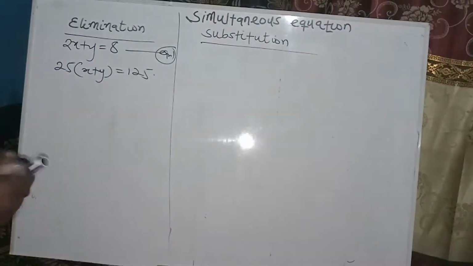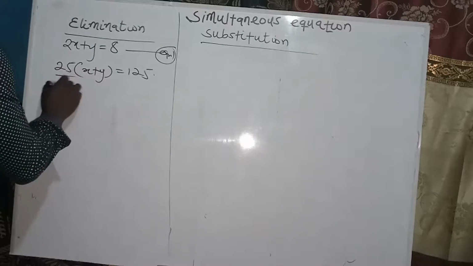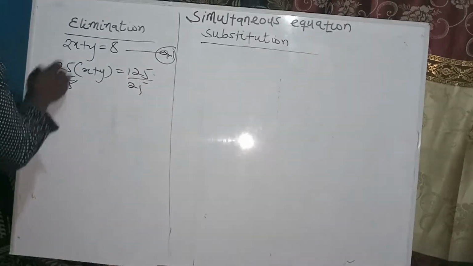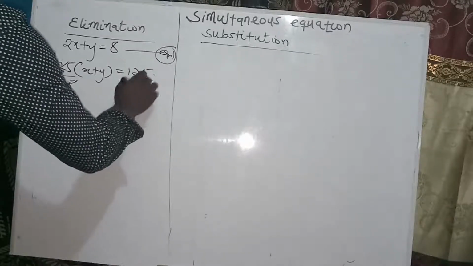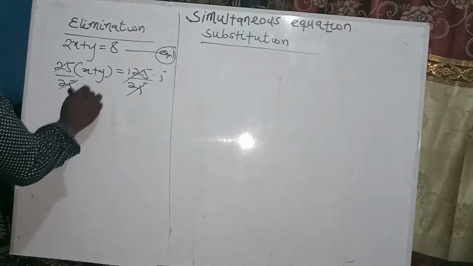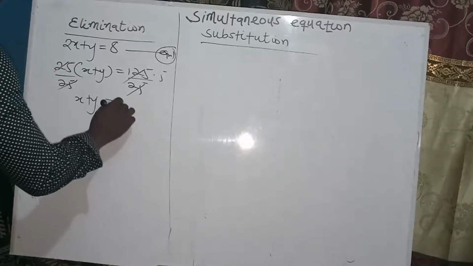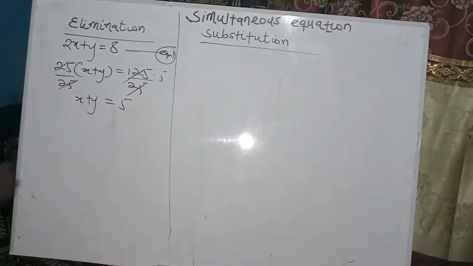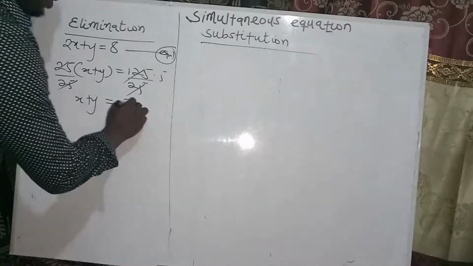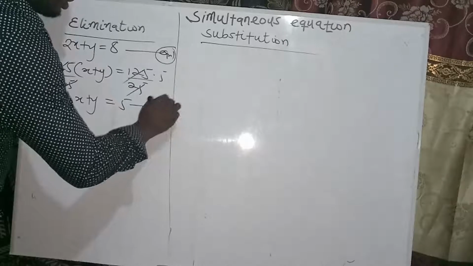So what I'll do is that I can just divide through by 25 at this point. So 125 divided by 25 will give me 5. So I have x plus y equals 5. So this has become simpler, so I can take this as my equation 2. So simple.